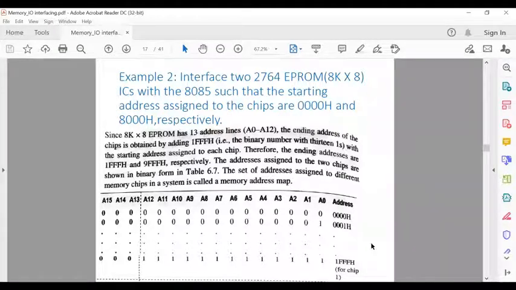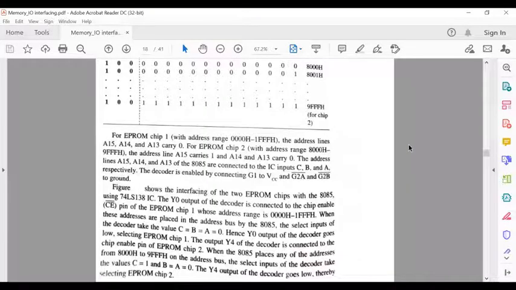Okay, clear? Any doubt, any confusion? If you have any confusion or queries, you can ask me now. Is it clear? Yes, sir. Okay.